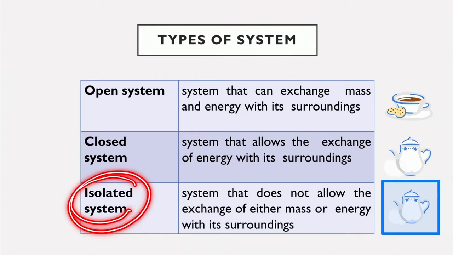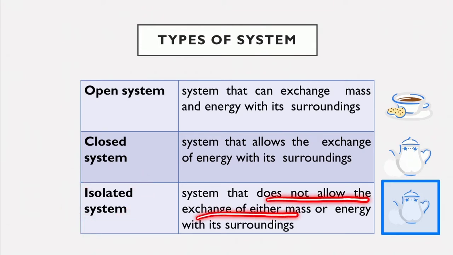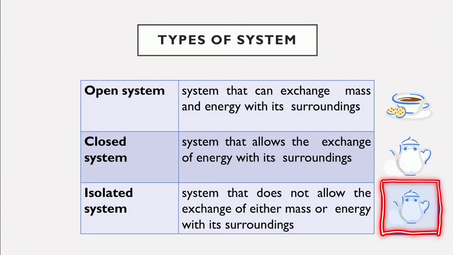An isolated system is a system that does not allow the exchange of mass or energy with its surroundings. So here we have our same teapot with tea inside, and it is closed. Your teapot is isolated in a container. Okay, so it is isolated.